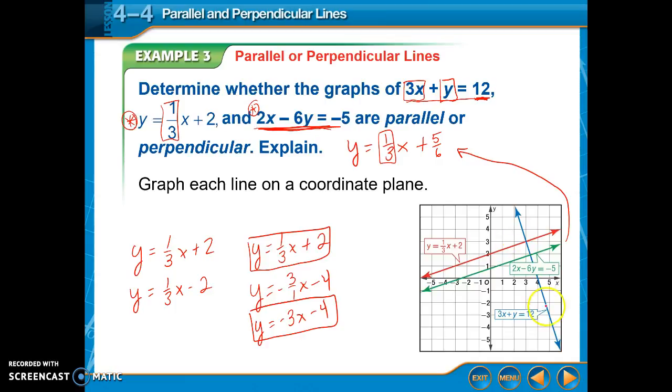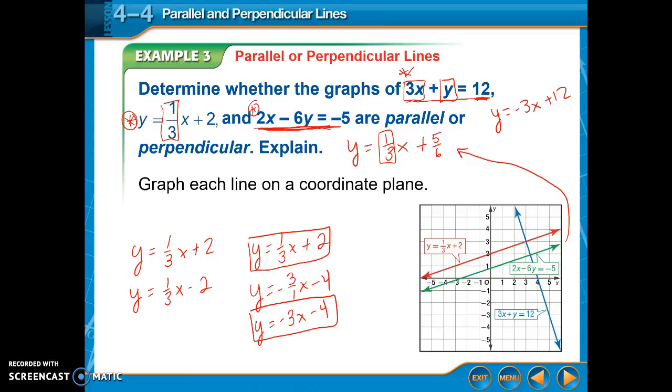Finally, this blue line here, 3x plus y equals 12, is this equation here. If we solve that equation for y, we get y equals negative 3x plus 12. As you can see, the slope of negative 3 is what we talked about down here. It is the opposite reciprocal of y equals 1/3 x plus 2.